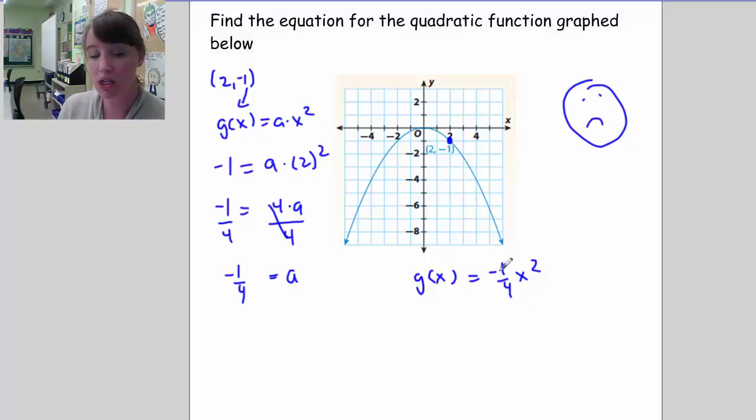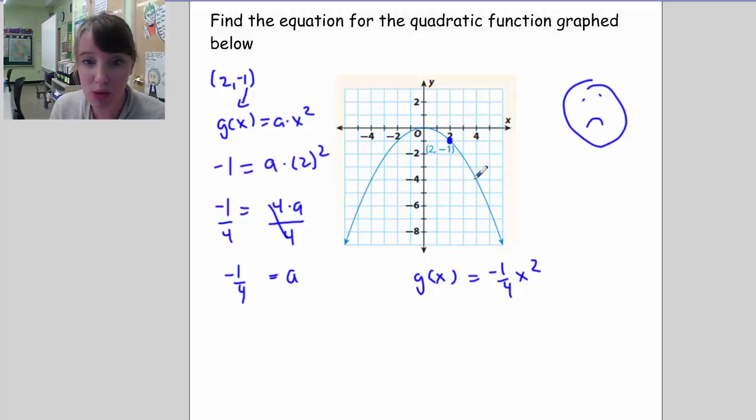So this is a combination. Notice that it's both a fraction and it's negative. So it's a combination of transformations. The image has been reflected over the x-axis, and it's also been widened. The bowl has been widened. Okay? And that's simply how you figure out the equation here.